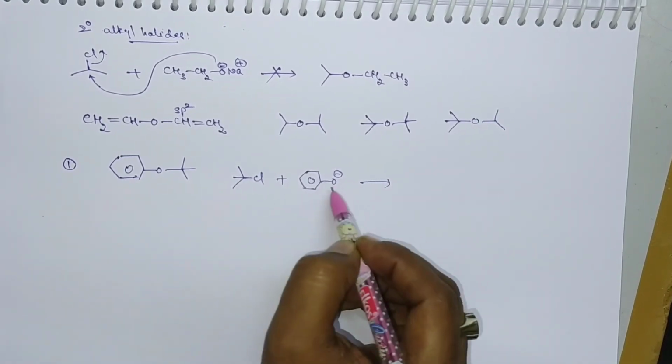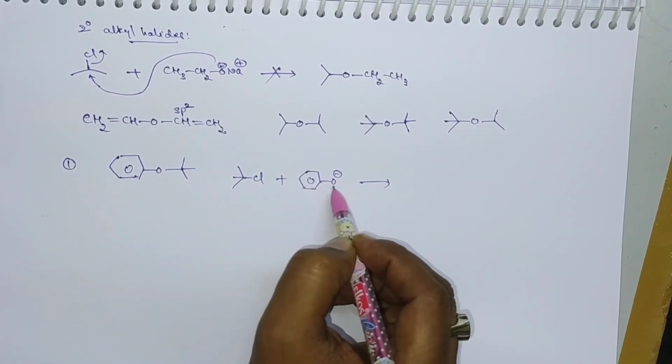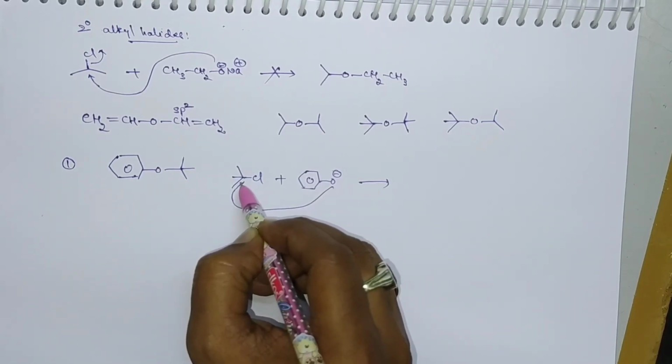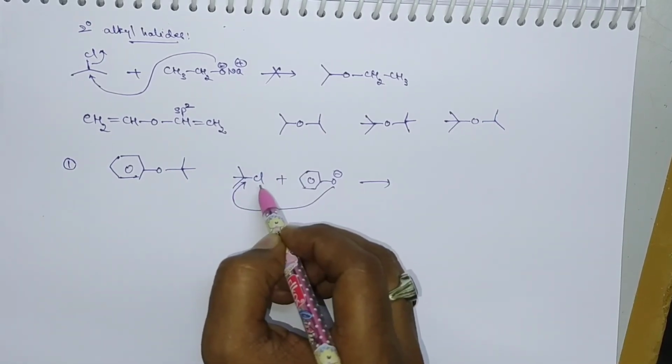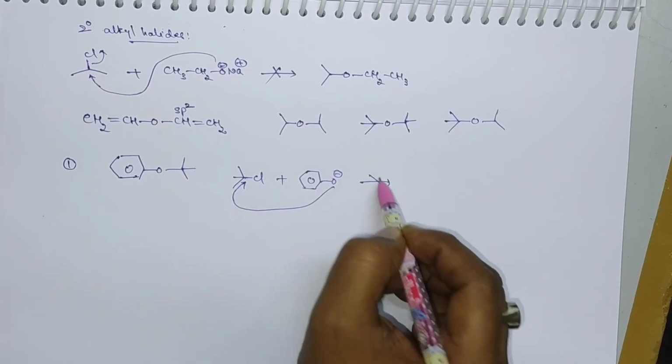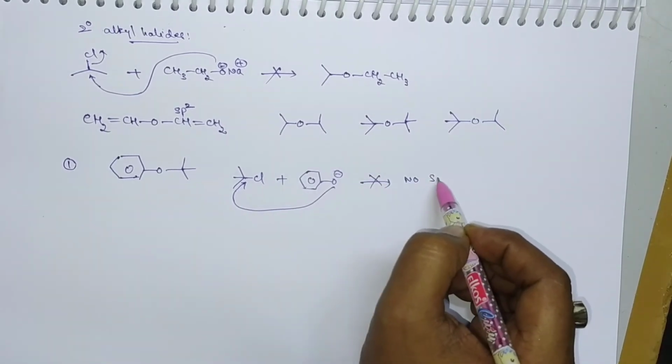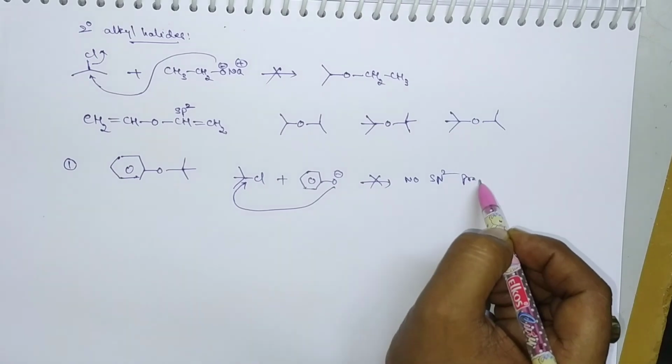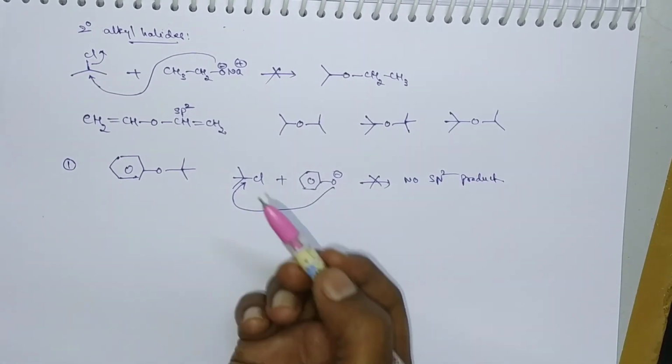No, here due to steric hindrance. Here the alkoxide ion should approach the tertiary carbon to leave out the Cl minus. This is not possible due to steric crowding. So here there is no SN2 product. And let us check another way.